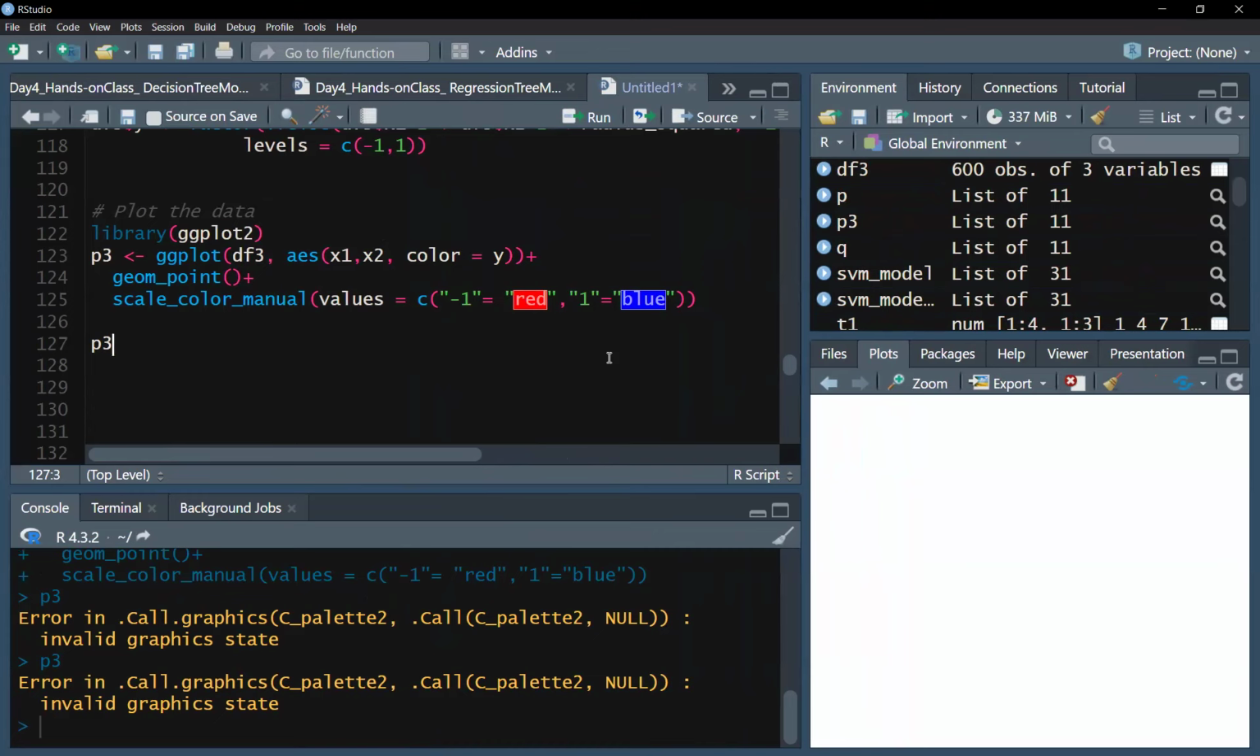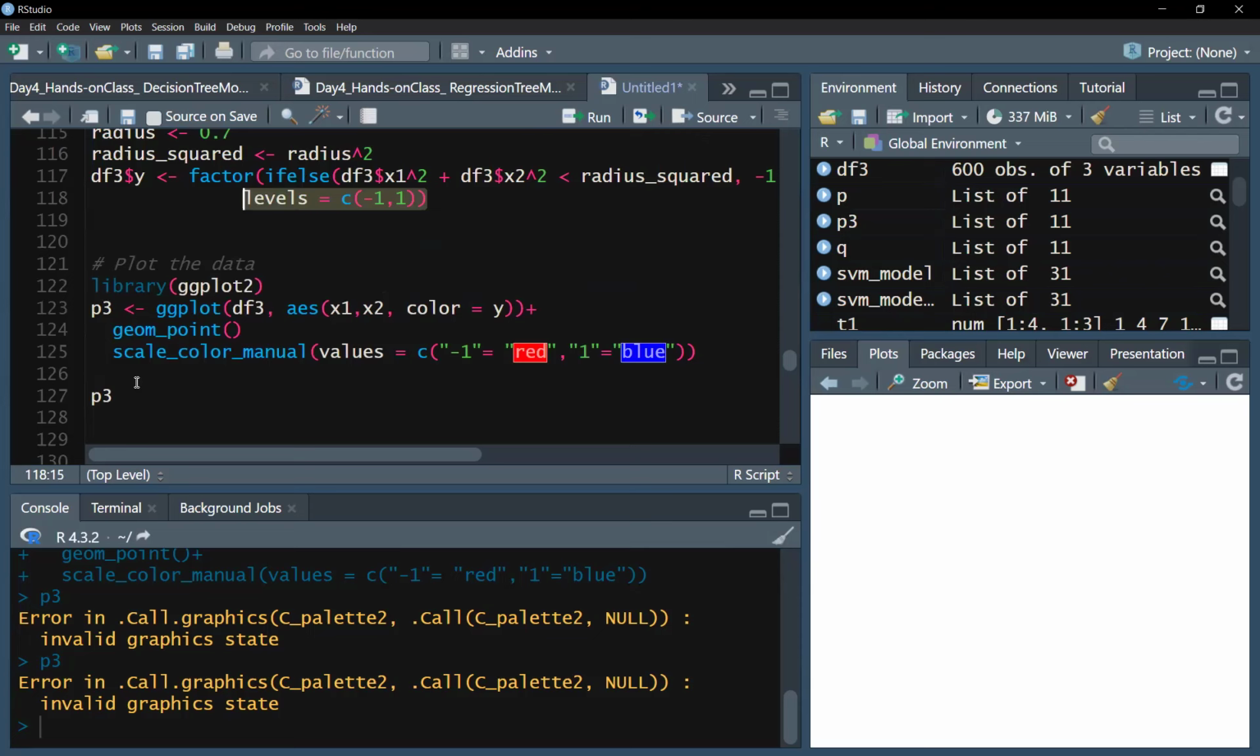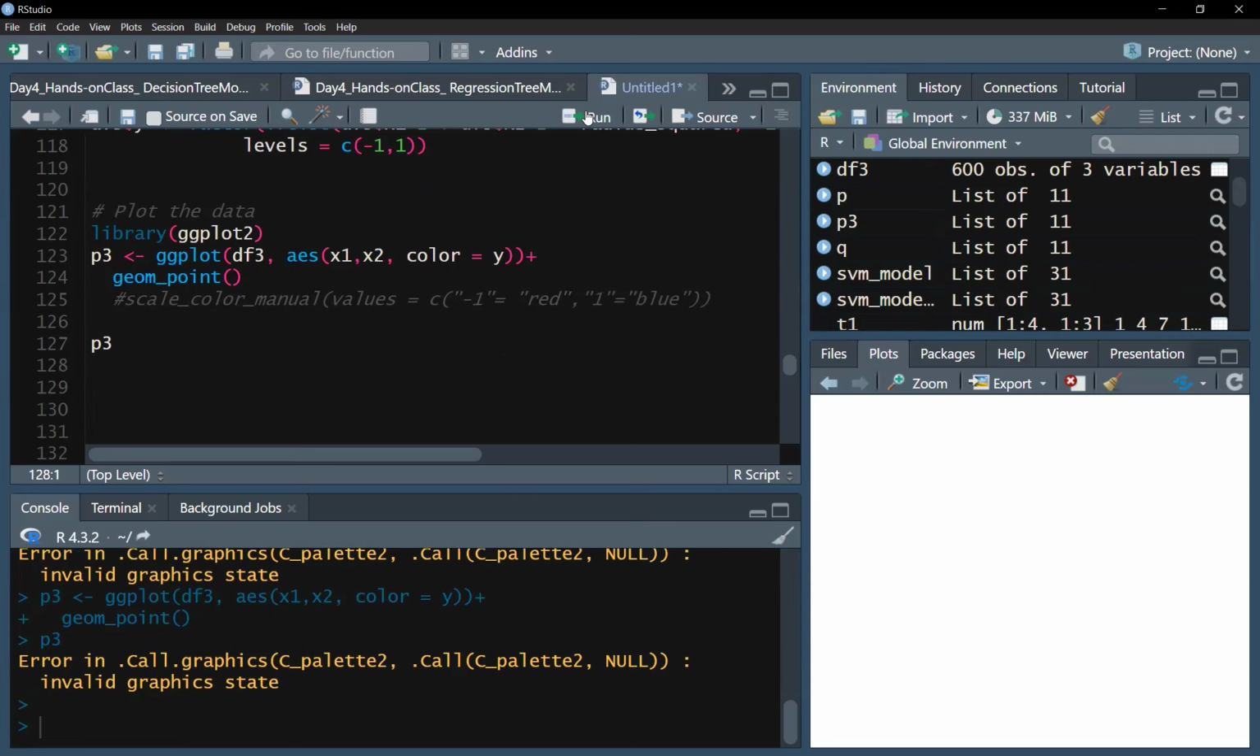Did you bring the levels? Okay, so let's do it like we did before, let's break them down. So bring a comment to 125. And then run this one alone. Let's see. Okay, so it's coming from this side. Okay. X1, X2, color. Okay.